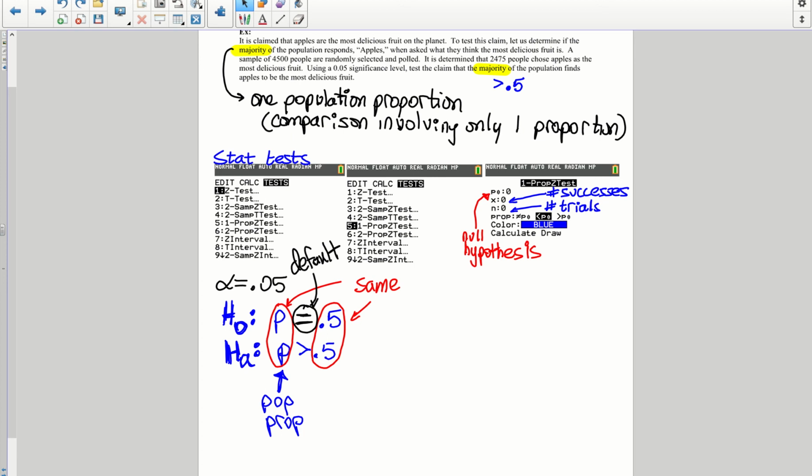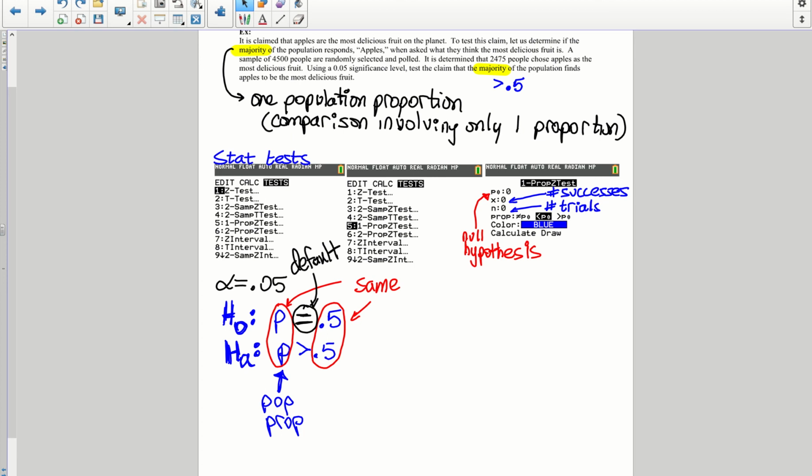Now, does that correspond to the majority of the population? That's why we're doing this. Because you could look at this and say, legitimately, why are we doing this? 2,475 out of 4,500 is a majority. Yeah, but that only allows me to draw a conclusion about that sample. I want to project it out to the population. I want to be able to say that this representative sample has characteristics of the population, so what's true for one is also true for the other. That's what a hypothesis test does for us.